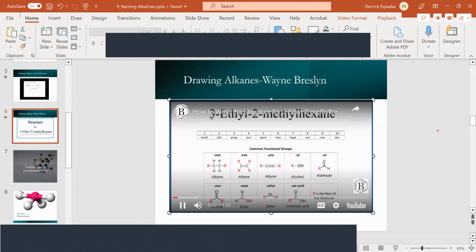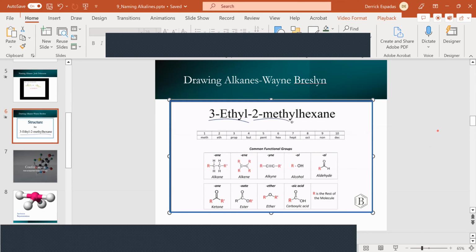Let's write the structure for 3-ethyl-2-methyl hexane. We'll also look at the molecular formula, and that is C9H20. So to start out with, we have hexane. When we see ANE on the end of the compound here, that tells us we have an alkane, and the carbons will be single bonded to each other. Hex tells us that we'll have 6 carbon atoms. So we're going to have 6 carbon atoms single bonded. That'll be the longest chain here in our structure.